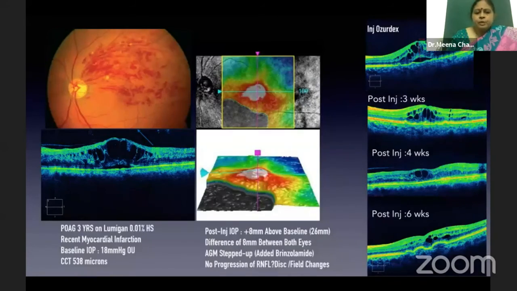This is a patient who is a known primary open-angle glaucoma patient on Lumigan for the past 3 years. He has had a recent myocardial infarction, which indicates that he is not a good candidate for anti-VEGF therapy. His baseline IOP is 18 millimeters, controlled with Lumigan. His central corneal thickness is 538 micron. Post-injection IOP is about 8 millimeters from the baseline, and there is an 8 millimeter difference between both the eyes. We step up his anti-glaucoma medication, adding brinzolamide. There is no further progression of the RNFL or field changes, and we keep him under regular follow-up.